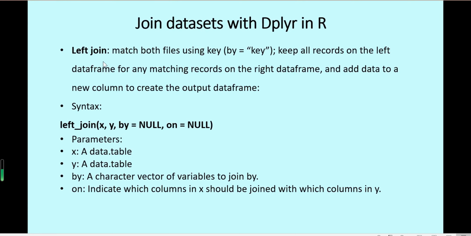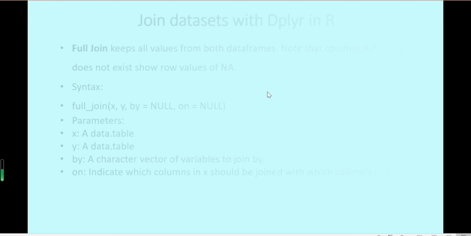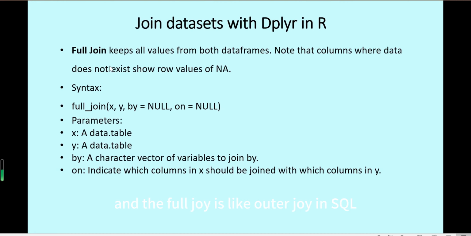The left join will keep all the records in the left data frame, then the matching records in the right data frame. Similarly, the right join will consist of matching all the rows in the second data frame. And the full join is like an outer join in SQL, which will combine all the values from both data frames. So it will come with many NA, not available, values in the resulting data frame.